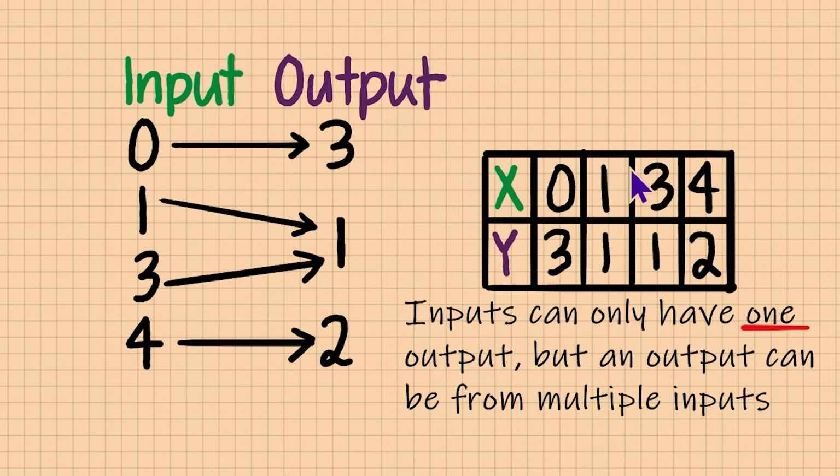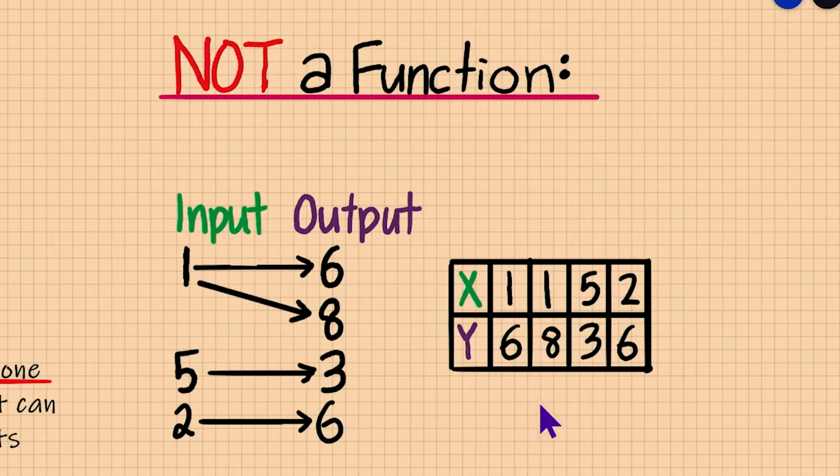However, if you want to see what's not a function, that would be this. This is not a function. As you can see, I just drew the arrows again, and here there are only 3 inputs and 4 outputs. This does not work because one input cannot have more than one output. But one output can come from several different inputs.